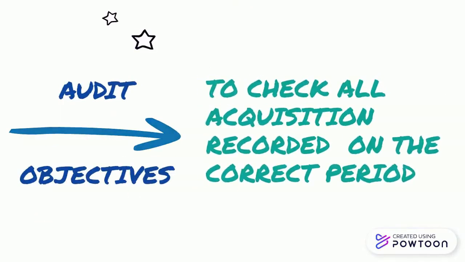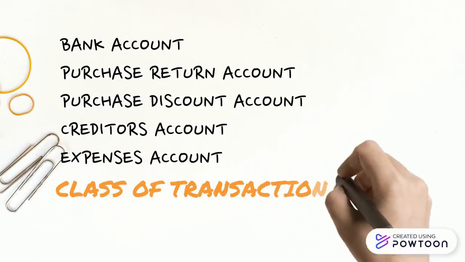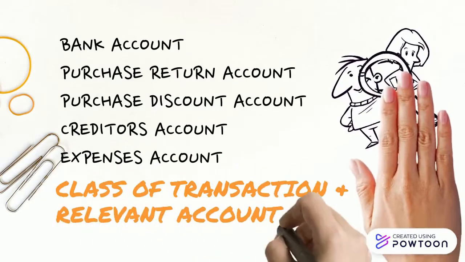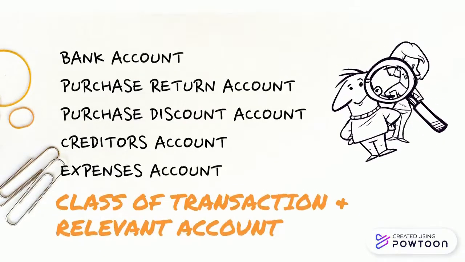Timing means acquisition transactions are recorded on the correct dates. The audit objectives are to check whether all acquisition transactions are recorded in the correct period. These are some of class of transaction and relevant accounts, which are bank account, purchase return account, purchase discount account, creditors account, and expenses account.